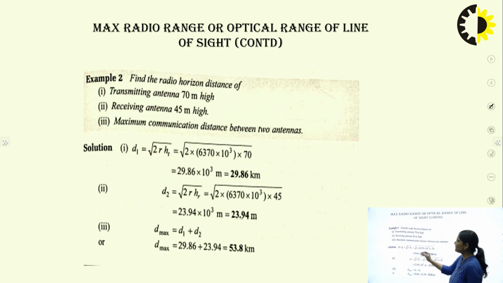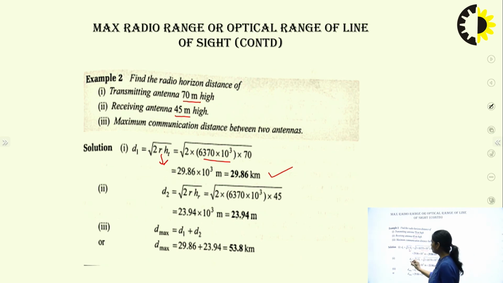Now next example, find out the radio horizon distance of transmitting antenna 70 meter high, receiving antenna 45 meter high, and the maximum communication distance between two antennas. Now find out here d1 and d2 and d max. So d1 is equal to under root 2R h_t. So you all know R is equal to 6370 kilometers. So put here the value in meter, so 6370 into 10 to the power 3. So you will get here in kilometer 29.86 kilometer.